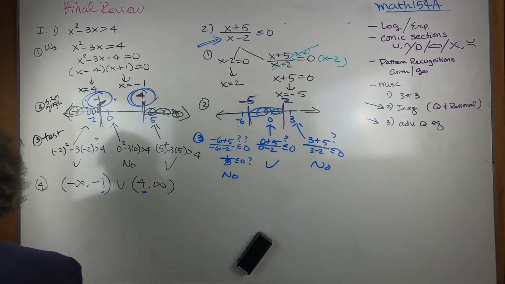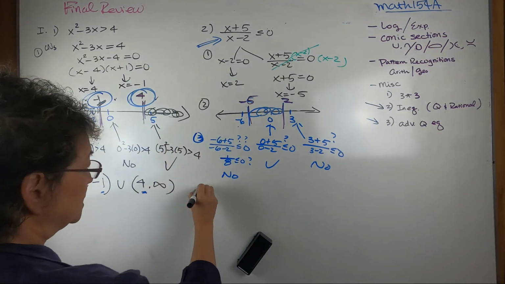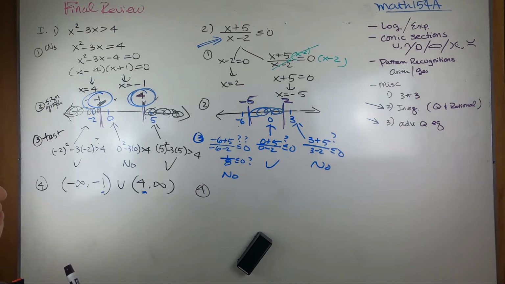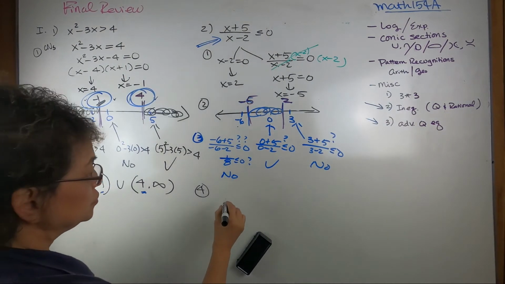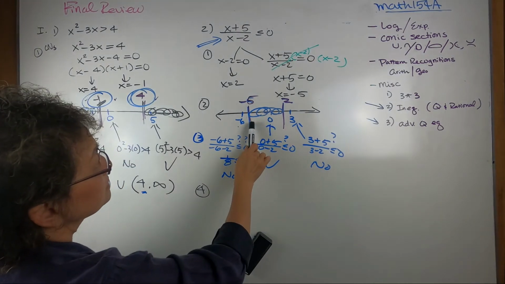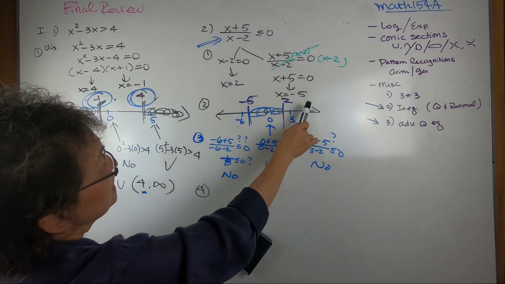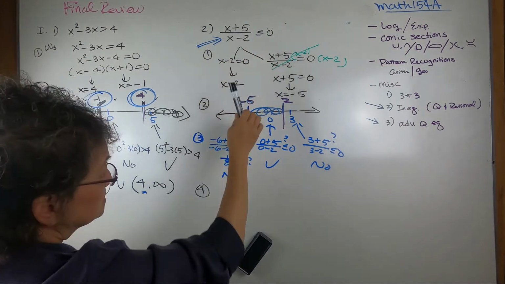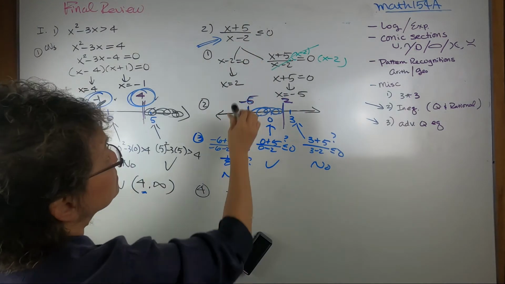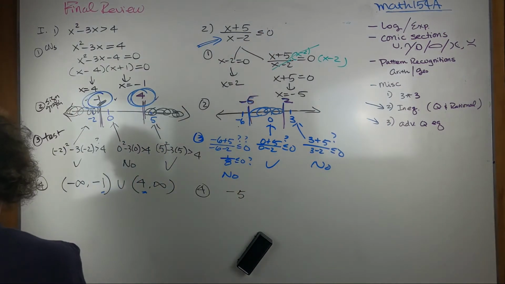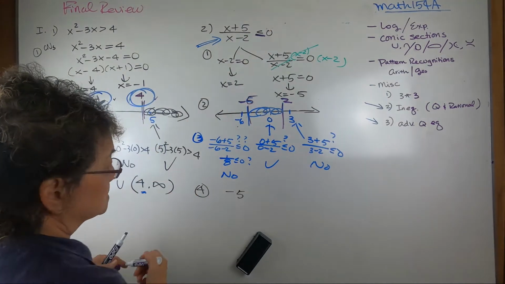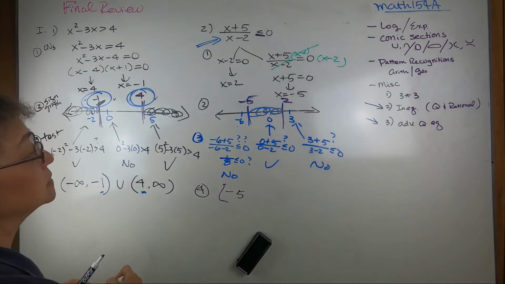Then we have to decide the boundary conditions to decide if the answer should include those points. So should we include negative 5? Negative 5 would be what? You plug in, that would be 0. So yes, because you have what? Equal here, right?